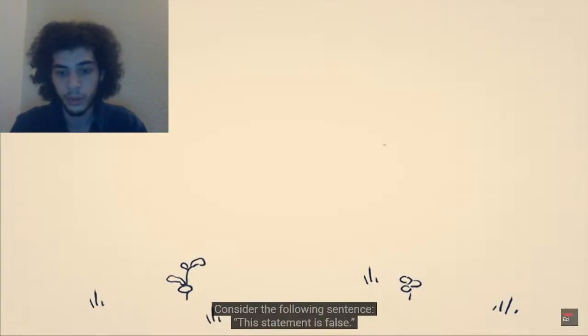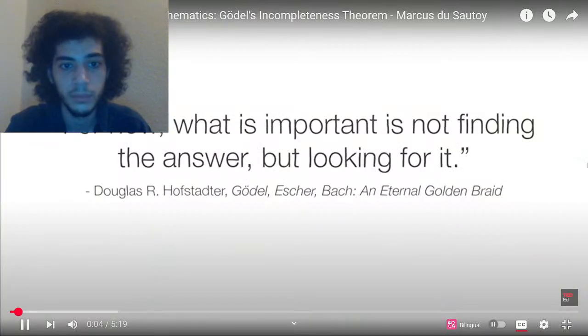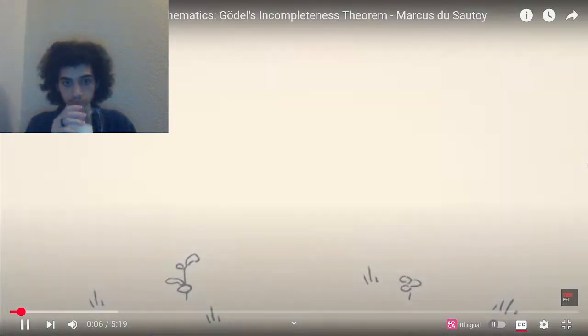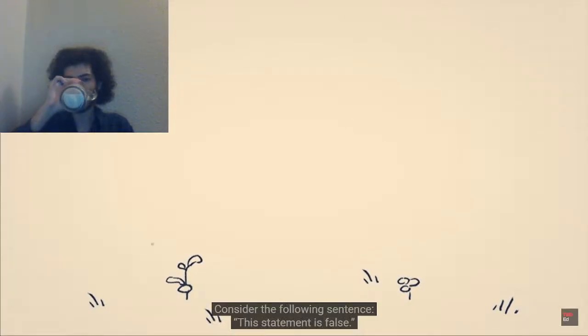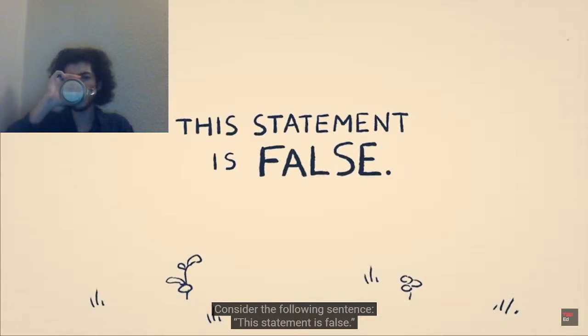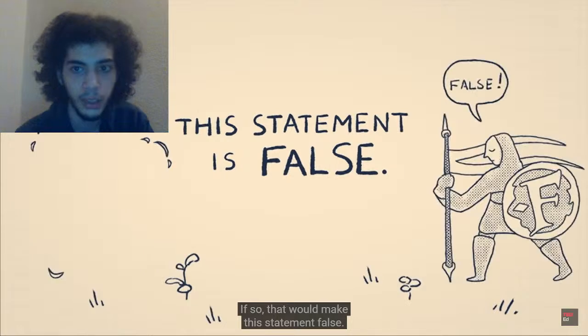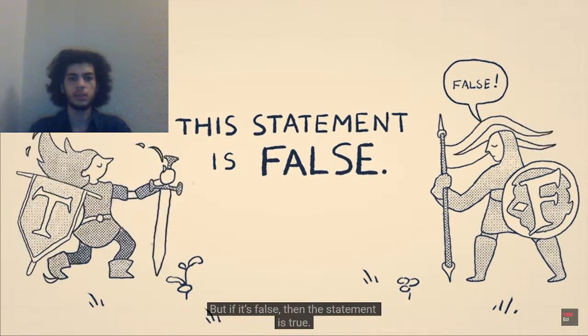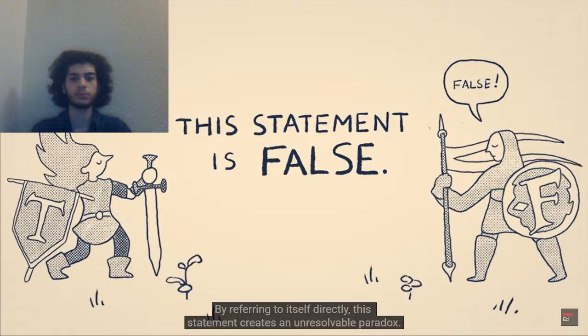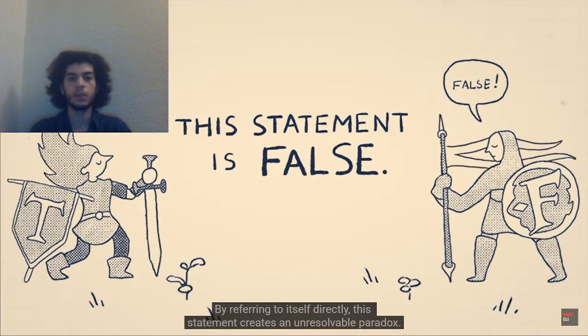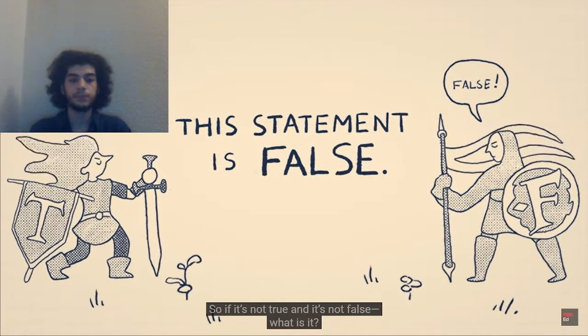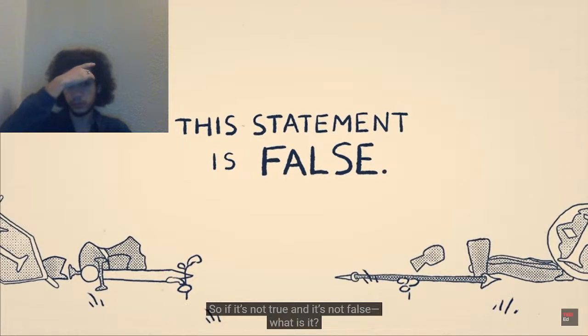Consider the following sentence. This statement is false. Is that true? If so, that would make this statement false. But if it's false, then the statement is true. By referring to itself directly, this statement creates an unresolvable paradox. So if it's not true and it's not false, what is it?